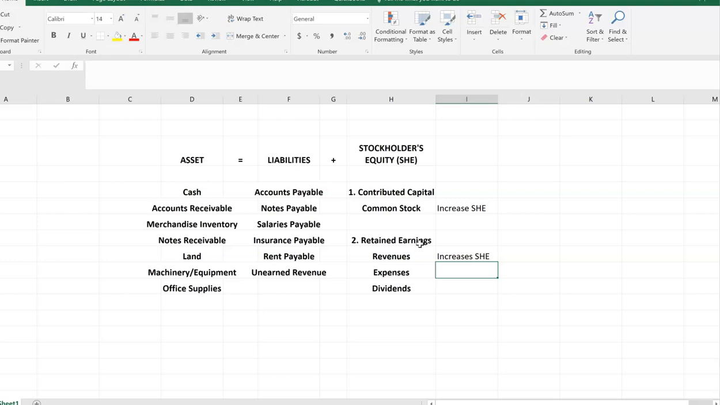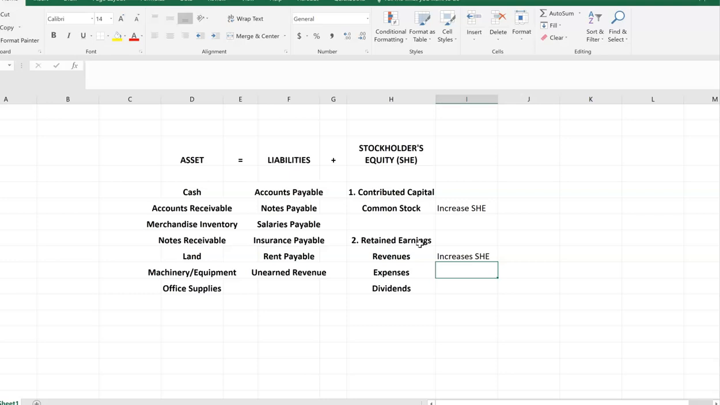So expenses are the cost of doing business. It's everything you have to pay for. Paying salaries to your employees, buying insurance, rent in your building, or maybe interest on a mortgage, things like that. Those are expenses of running a business.